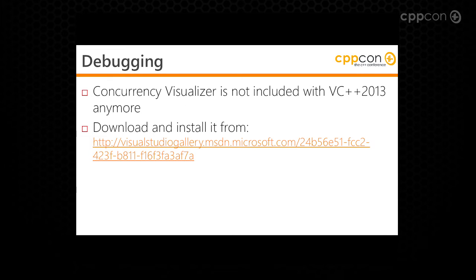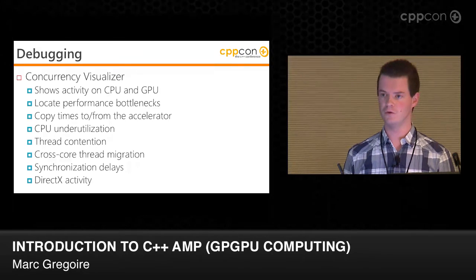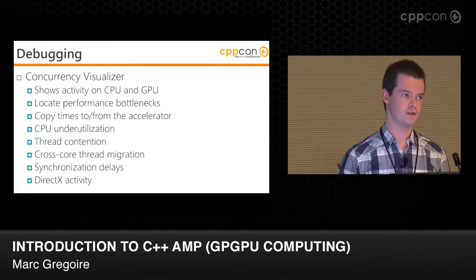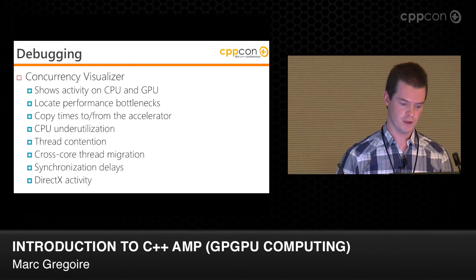I mentioned the concurrency visualizer. It used to be included with Visual C++ 2012, but it's not anymore in 2013. But you can just download it from the Visual Studio Gallery and install it. And I recommend to give it a try. It shows you the activity not only of the GPU, but also of all your CPU cores. You can use it to look at performance bottlenecks. You can use it to investigate how much time you're wasting copying your data from the CPU to the GPU, and the other way around.